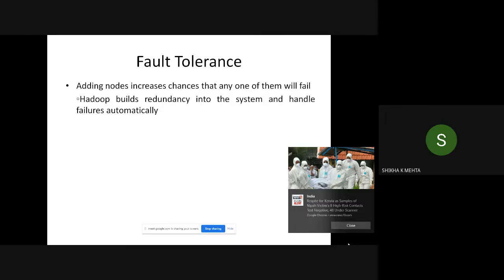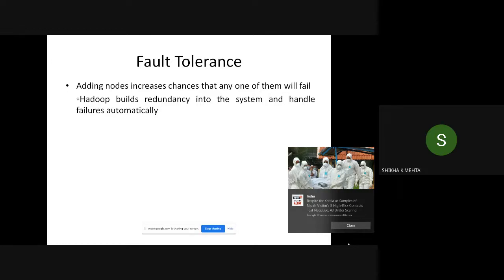Since Hadoop breaks the file into blocks, each block is replicated across at least 3 nodes. I told you the replication factor of 3 is most commonly considered. Once the replication is done, if one node fails, we have seen that each node has both storage and performs the computation also.